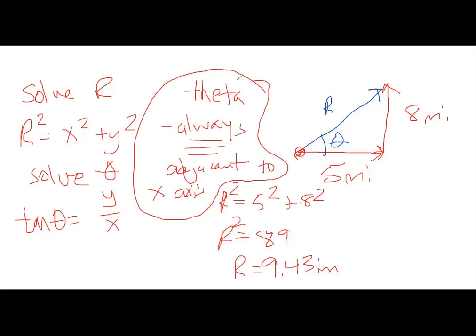So back, the other picture I drew with the resultant in all 4 quadrants, the angle theta was always measured adjacent to the x-axis. So this is our x component. Our angle theta is always measured off of that. So we can always use tan theta equals y over x to solve for our angle. Tan theta equals 8 over 5. Theta equals 58.00 degrees.